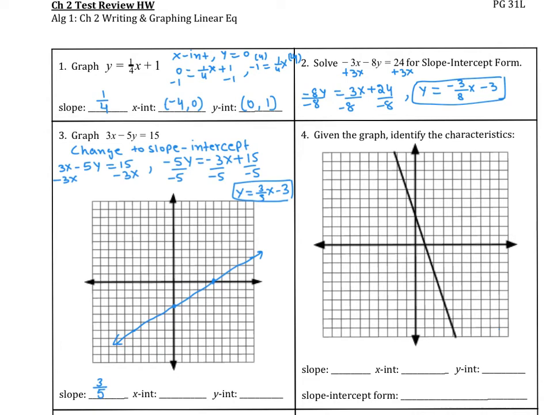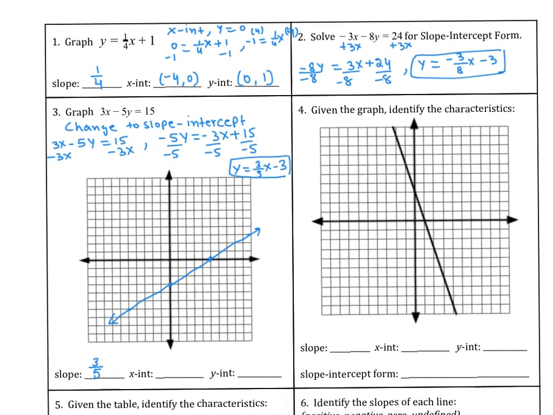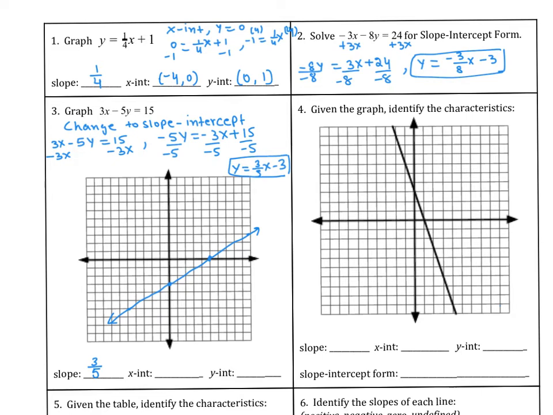Now you're going to answer the questions on the bottom. The slope is 3 over 5 and the x-intercept is this point right here, that is going to be 1, 2, 3, 4, 5, so 5 comma 0, and the y-intercept is 0 comma negative 3.